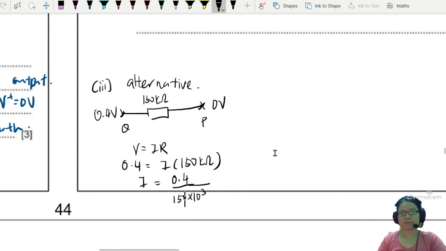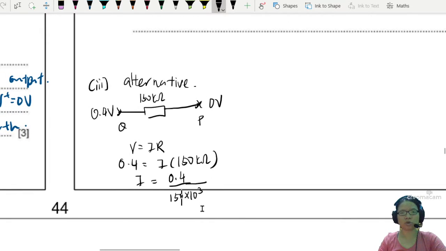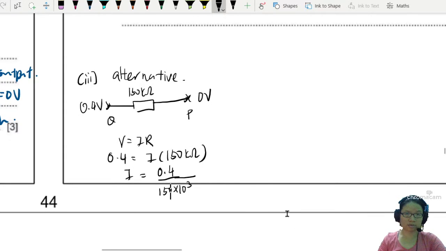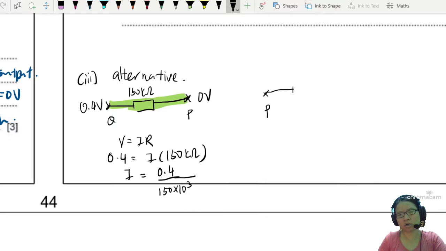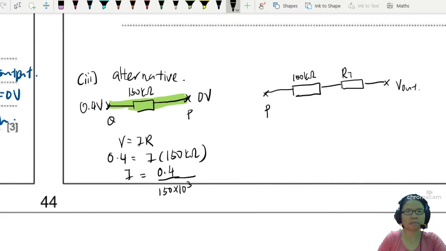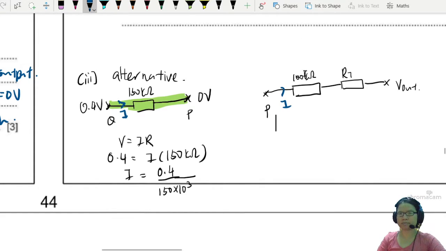Next, once we have the current, we know that this current is flowing inside the resistor. So this is the green part. But what about the blue part or the feedback part? So the feedback part, one side is point P, connected to your 100 kilo ohm resistor, connected to your RT, connected to your V out. The current in here, I, is the same as the current in here.